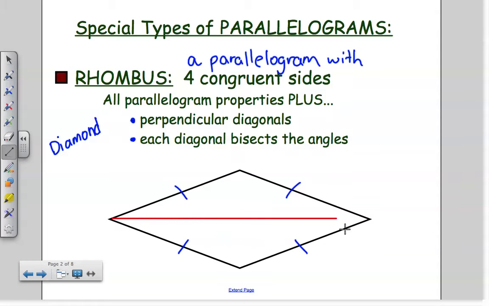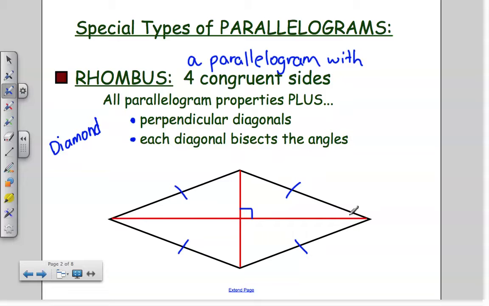First of all, we have perpendicular diagonals. So I'm going to draw on these diagonals here. And what does it mean that they're perpendicular diagonals? It means that they cross at a right angle. So that's a new property. The diagonals of most parallelograms are not right angles, but in a rhombus, those diagonals do meet at a right angle. Also, each diagonal bisects or cuts in half the angles that it's intersecting.